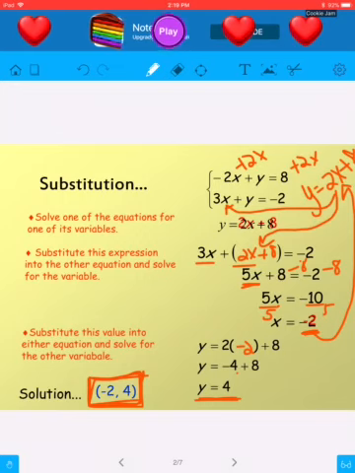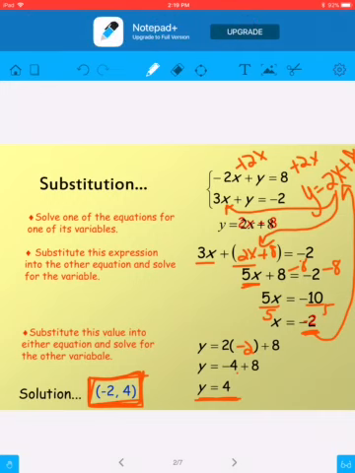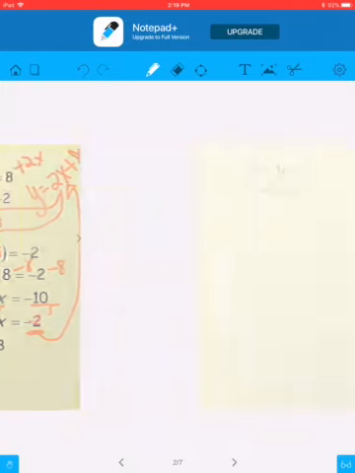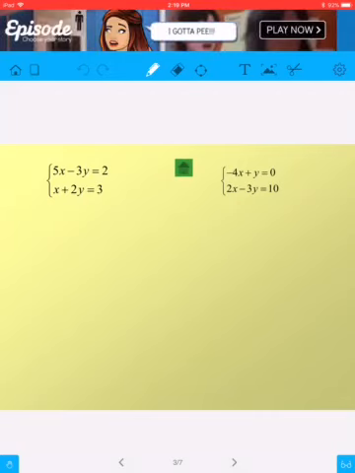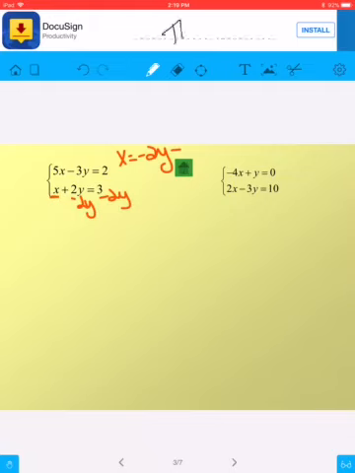So you solve for one of your variables in one of your equations, plug that into the other equation, solve for that variable, and then plug that solution into one of the equations to solve for your second variable. So here I have 5x minus 3y equals 2 and x plus 2y equals 3. So I want to get one of my variables alone in one of my equations. And the easiest variable to get all alone is the x in the second equation. So I'm going to subtract 2y from each side. So I get that x equals negative 2y plus 3.